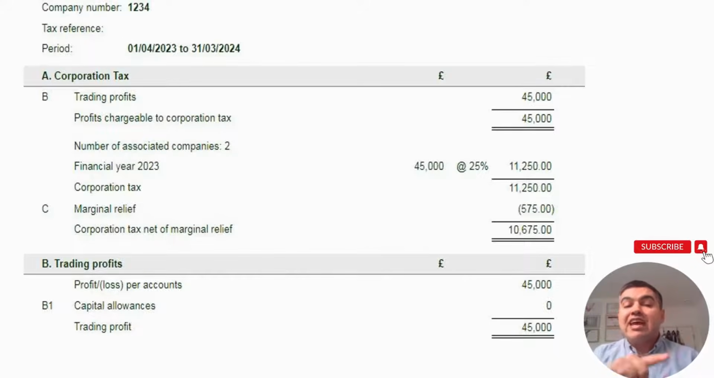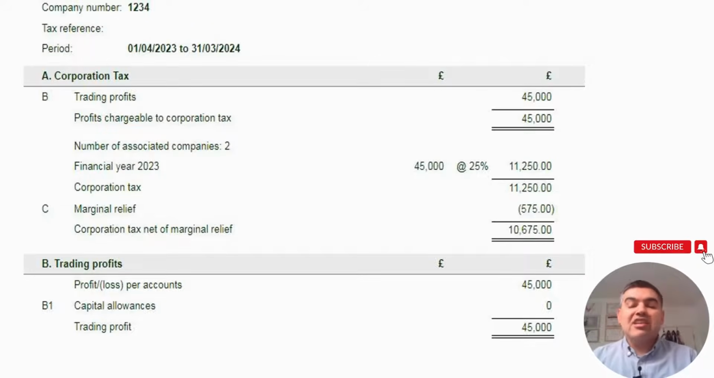However, if you look at line number 3, the number of associated companies is 2. If you have visited my previous slides, they will tell you that you need to reduce the lower limit by dividing it by the number of associated companies plus the company itself. So in this case, you need to apply the 25% rate, not 19%. There are 3 companies, so you need to divide this 50,000 limit by 3. This would reduce the limit for tax purposes. So again, the corporation tax rate that would apply will be 25%.